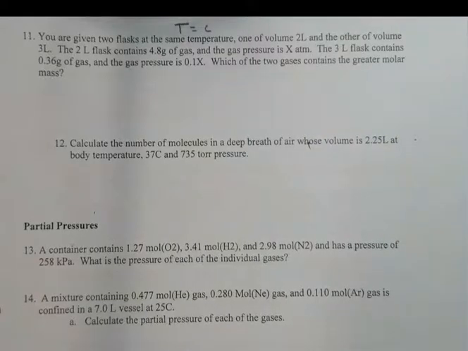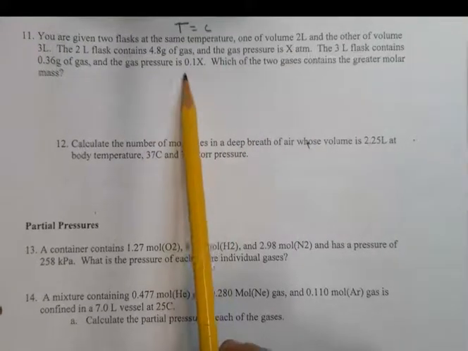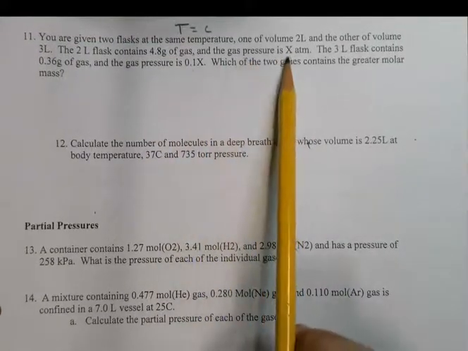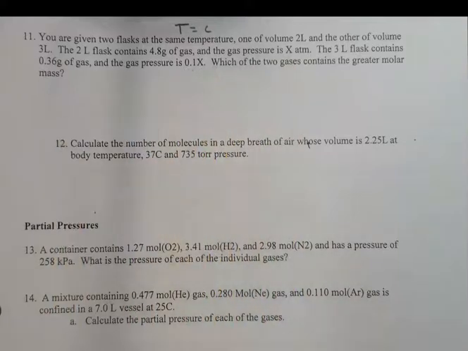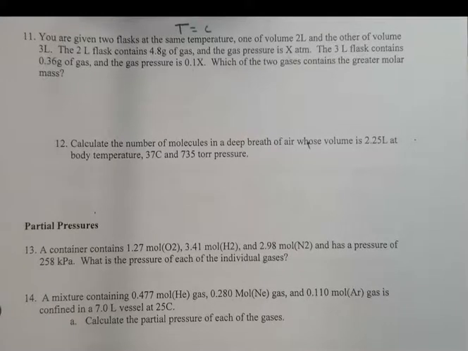The 2-liter flask contains 4.8 grams of gas, and the gas pressure is X. They're not even going to give you a number, they're just going to give you that it's something. The 3-liter flask contains 0.36 grams of gas, and the gas pressure is 0.1X. So you have a relative relationship of pressure. This one is 10 times this one. You don't know the exact number, but you know a relationship. That can be helpful sometimes. Sometimes that's all you need to know. You don't need to know the exact number.